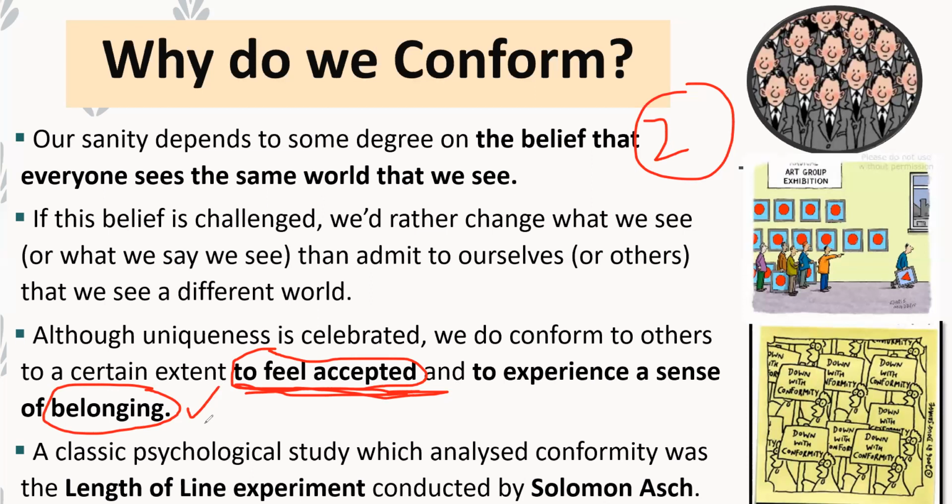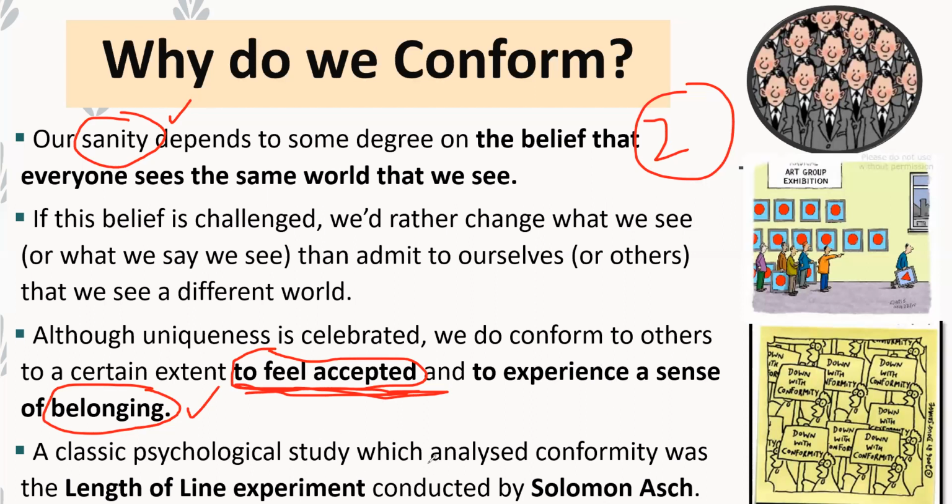Okay, another reason is that a lot of the time we feel like we are sane individuals or sane human beings if we can see the world in the same way that everyone else sees the world. Okay, that if we can do the same things that everyone else does, if we can think like them, if we can feel like them, and if we can behave like them, that we are considered mentally stable, that we are sane rather than insane. Okay, so that's another reason why we conform.